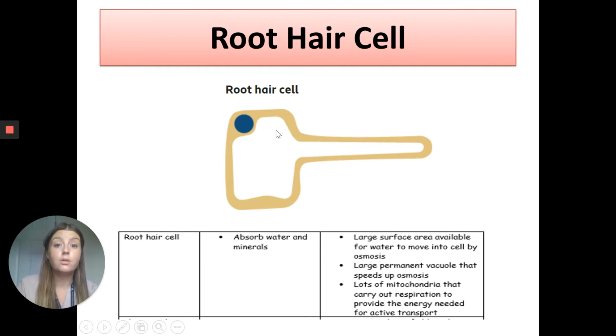Okay, they've got a huge, you can see it here, huge permanent vacuole. Okay, so having that permanent vacuole means that more water can be absorbed and it speeds up osmosis. There's lots of mitochondria that carry out respiration needed for active transport, and often that's the active transport of minerals.